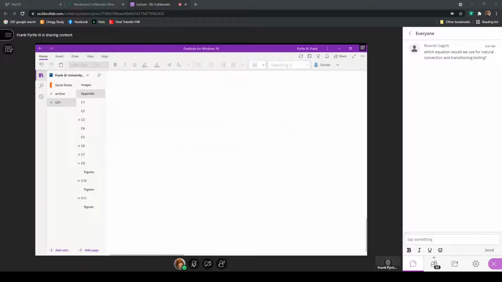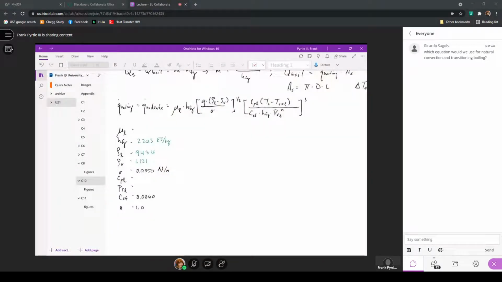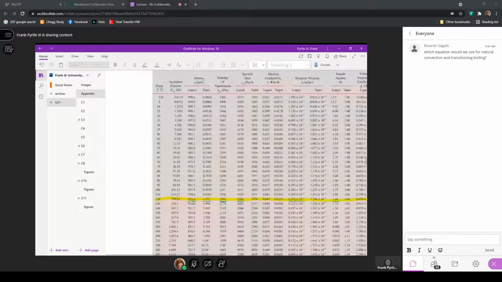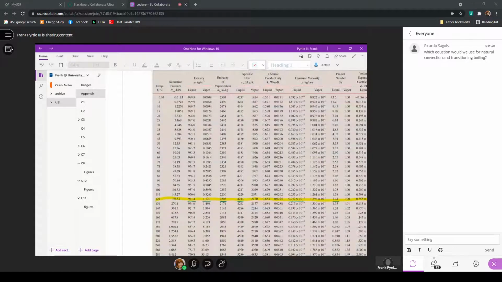Zoom out a little bit here. The specific heat, C sub PL, 4,244, and this is kilojoules per kilogram Kelvin. We also need the dynamic viscosity of the liquid phase, 0.232 times 10 to the minus 3 kilograms per meter second. And the Prandtl number for the liquid is 1.44.